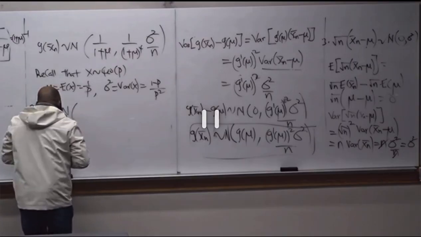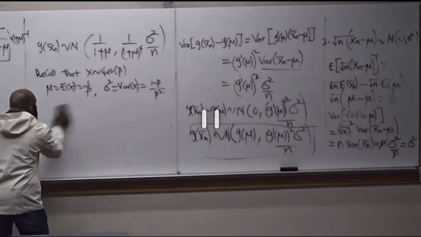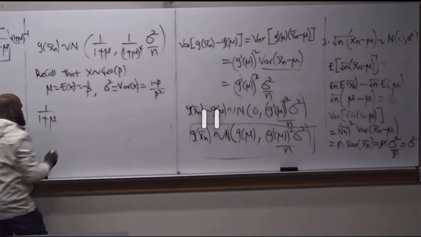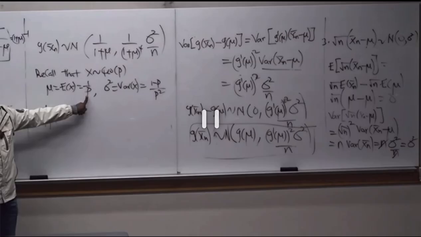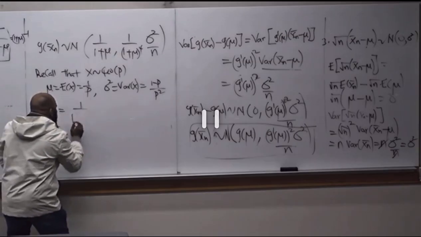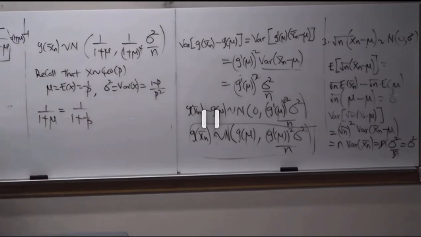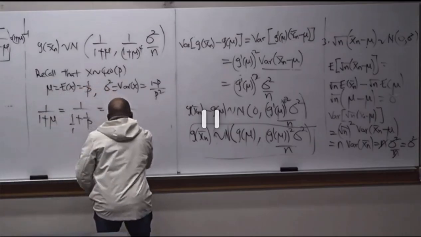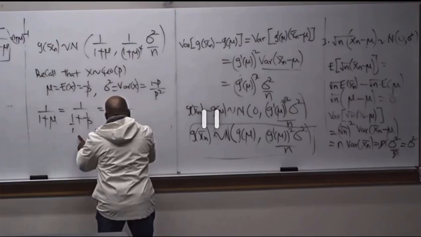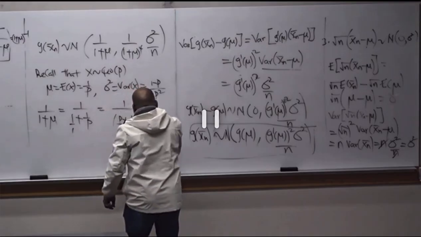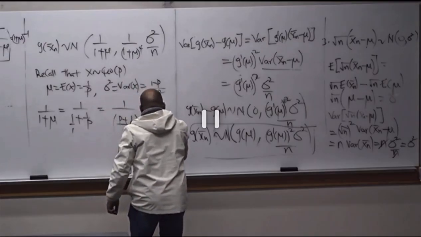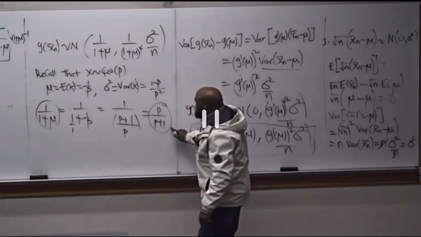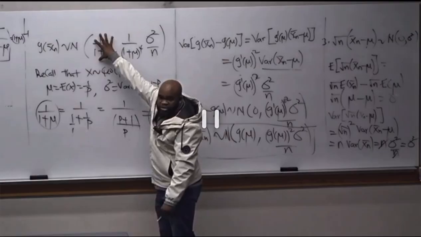Before writing that, I want to write this one as 1 over 1 plus mu. I want to plug in the mu now, so 1 over 1 plus 1 over p. You have to do algebra. Here, p plus 1 over p, so this is going to be p over p plus 1. Finally, this gives you p over p plus 1. That is what I'm going to put here.